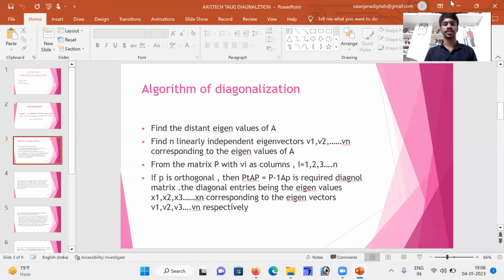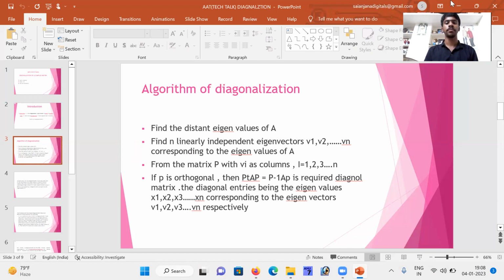Algorithm of diagonalization. Find the distinct eigenvalues of A. Find n linearly independent eigenvectors v1, v2, and so on up to vn corresponding to the eigenvalues of A. Form the matrix P with vi as columns, i equal to 1, 2, 3, and so on to n.